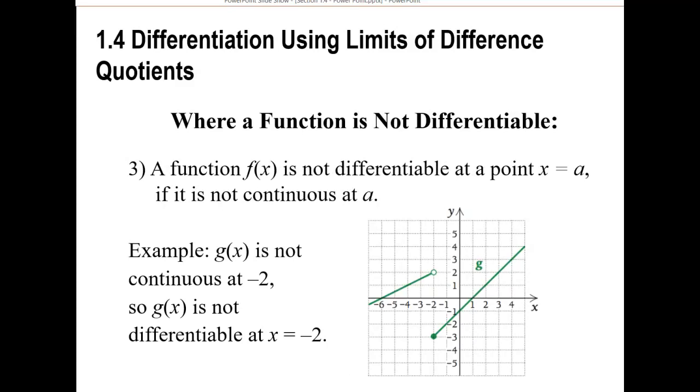So a function f of x is not differentiable at a point also when it's not continuous at the point. All right, so here's an example. G of x is not continuous at -2, right? Because the limit doesn't exist, because the left-hand limit and the right-hand limit are different. So it can't be differentiable at -2. So the three possible places to identify non-differentiability on a graph are a corner, a vertical tangent line, and a discontinuity.